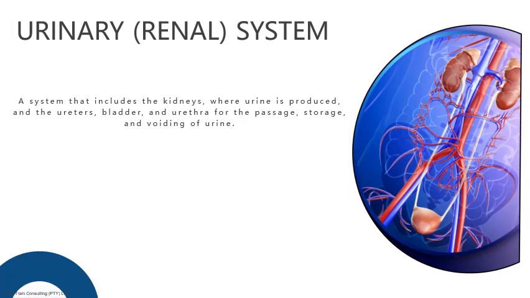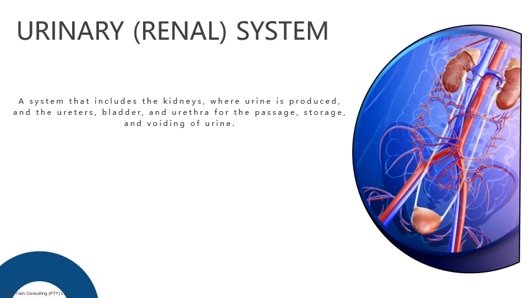The urinary or renal system. A system that includes the kidneys, where urine is produced, the ureters, the bladder, and urethra for the passage, storage, and voiding of urine. The system contains two kidneys, which control the electrolyte composition of the blood, and eliminate dissolved waste products, and excess amounts of other substances from the blood.